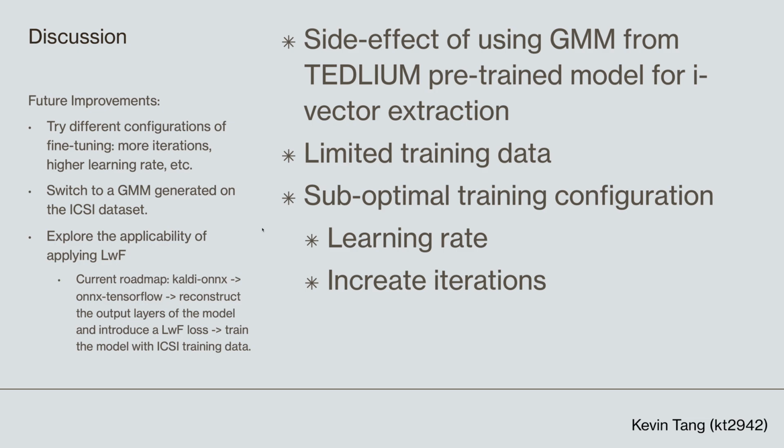So our current roadmap is to first of all use Kaldi-ONNX, an open source third party tool that can transfer the Kaldi chain model into an ONNX model. We can then further transfer this ONNX model to a TensorFlow model for more customized adjustments in terms of the model structure. And then within TensorFlow, we can reconstruct the upper layers of this model and introduce a learning without forgetting loss, and finally fine-tune this model with the ICSI training data. So this is something that we can consider working on in future projects.